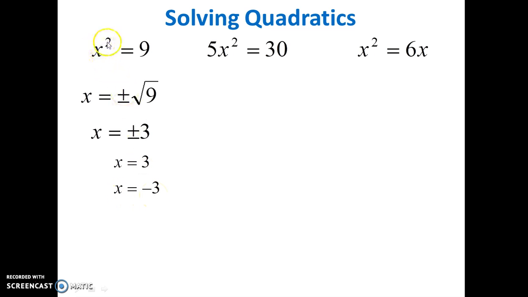Now just think about that. This means something squared makes 9. Well, 3 times 3 makes 9, but also negative 3 times negative 3 makes 9. That's why we always add this plus or minus sign here to get two different answers. Next one, we have this.